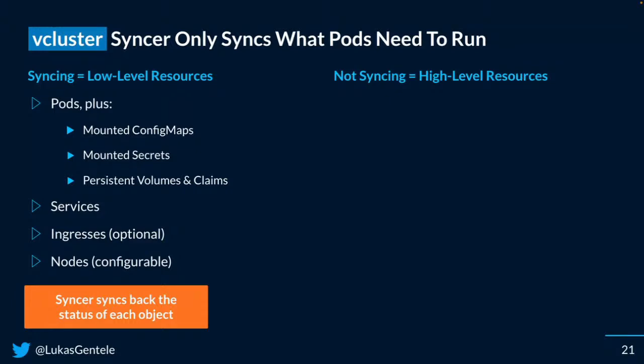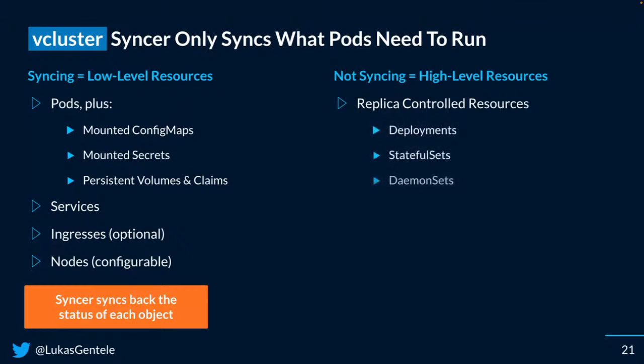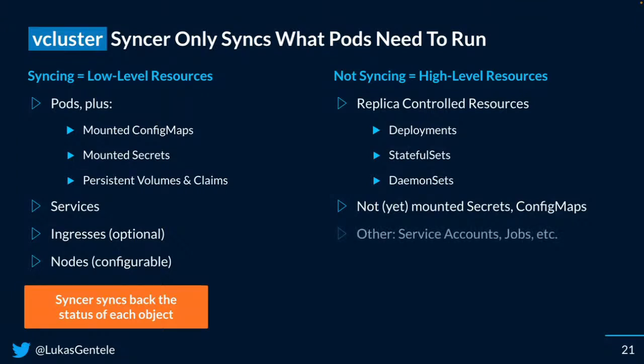But all these higher level resources are not being synced. So the whole replica controlled resources, stateful sets, deployments, all of that stuff is not being synced. Daemon sets, same thing. And then not mounted or not yet mounted config maps and secrets, service accounts, jobs, there's a lot of things that Kubernetes actually has. So that right list looks similar in length to the left list, right? But the right-hand side is a lot bigger than the left-hand side if you're thinking about it.